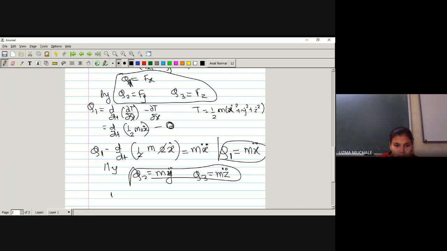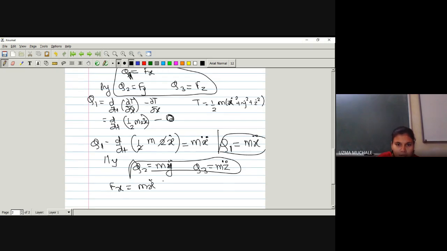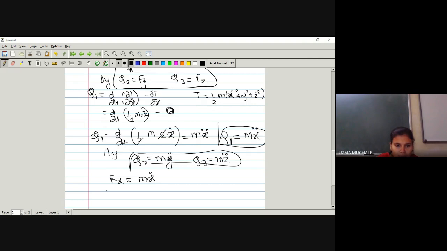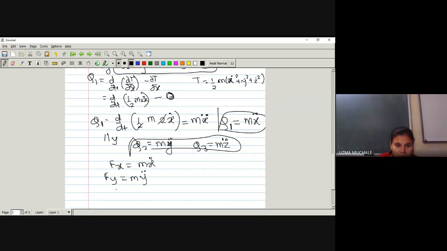I can write here Fx is equal to, here Q1 value is Fx, and what is the value of Q1 here? It is m x double dot. Next, what was the value of Q2? We had Fy, and the value of Q2 here we have obtained is m y double dot. Next, the value of Q3 we have obtained is Fz, and here the value of Q3 is m z double dot.